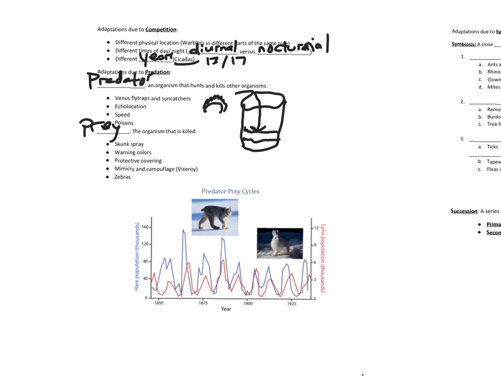You have protective coverings like a turtle shell, which is a great adaptation for an organism that might be hunted. And then you have the ability to pretend that you look like another organism or have camouflage. A viceroy is a great example of mimicry because a viceroy looks just like a monarch butterfly.